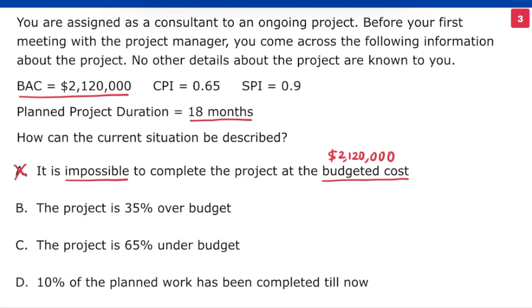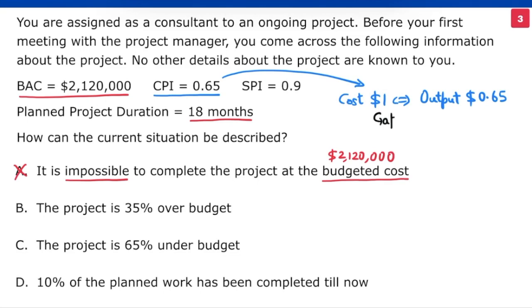The project is 35% over budget. The CPI is 0.65. This means for every dollar spent, only $0.65 worth of activities are completed. Ideally, for every dollar spent, we want $1 worth of activities to be completed. The gap, $1 minus $0.65, is $0.35 or 35% in relative terms. We are 35% over budget. B is clearly the correct choice.